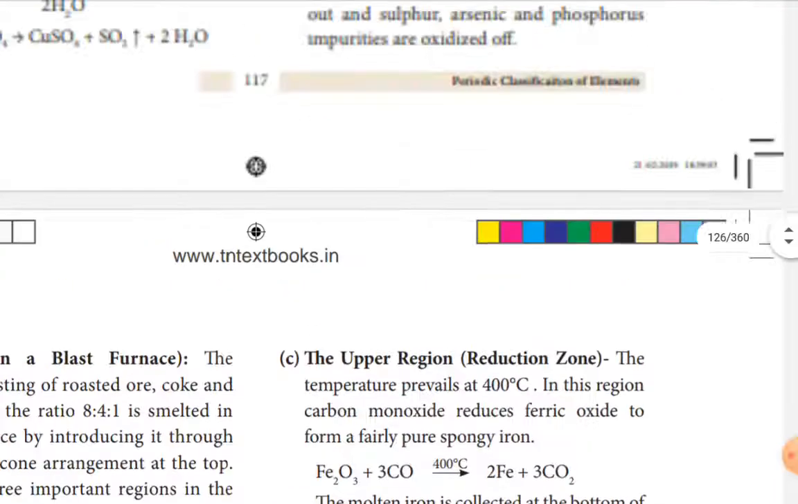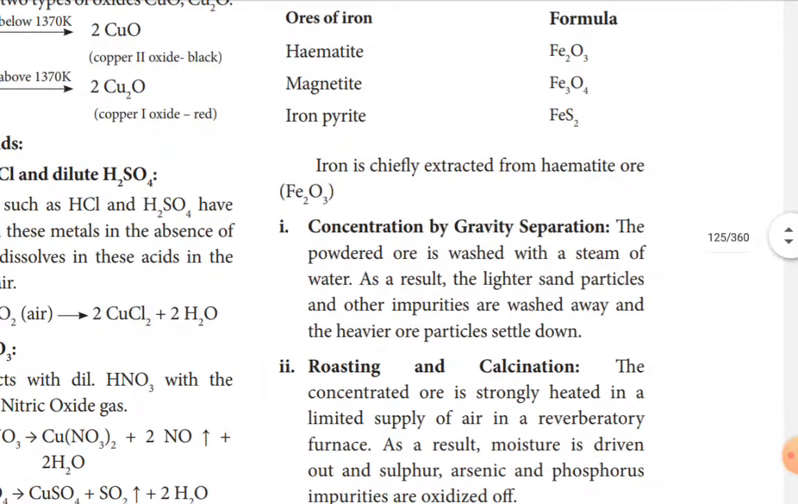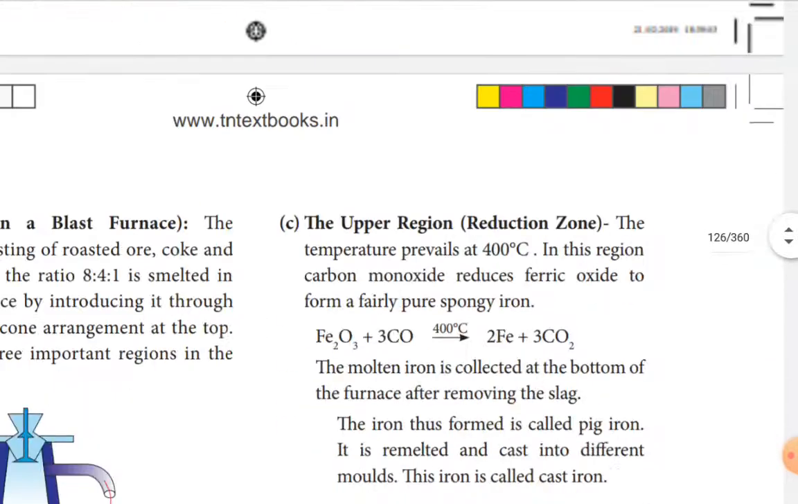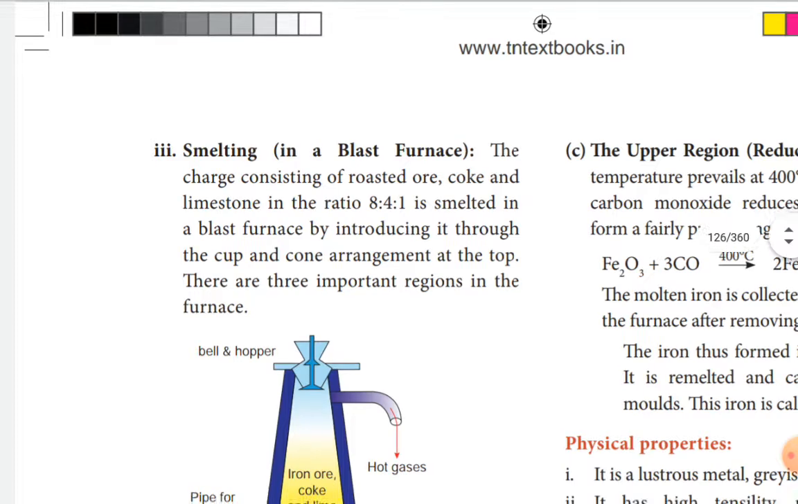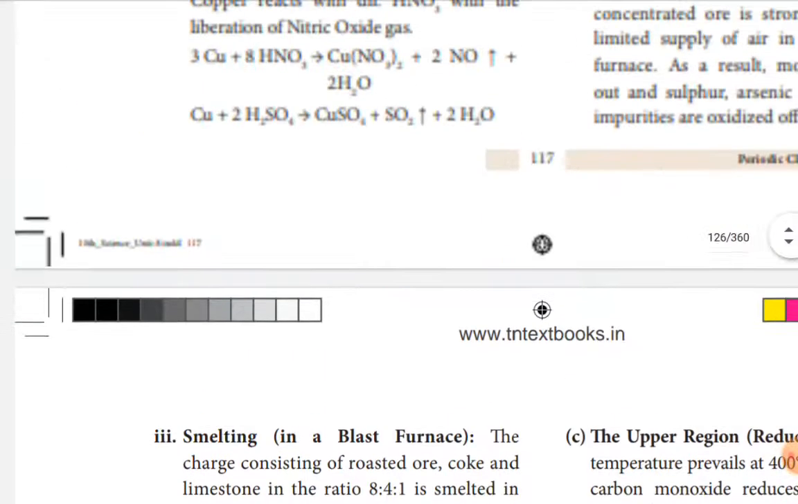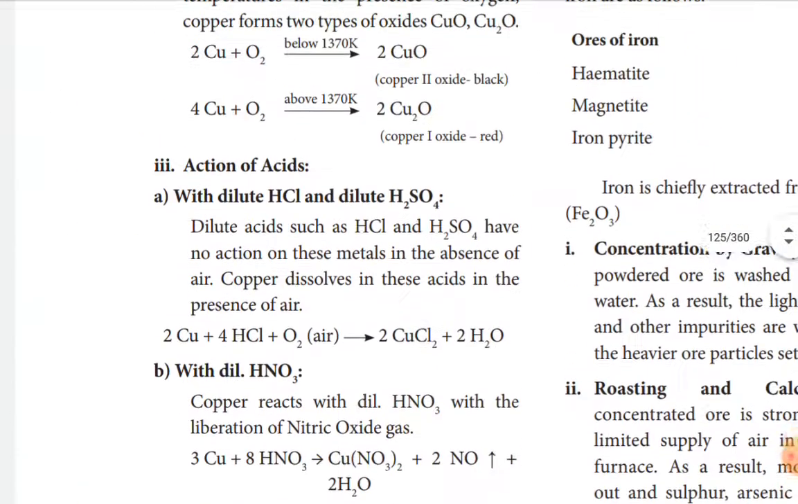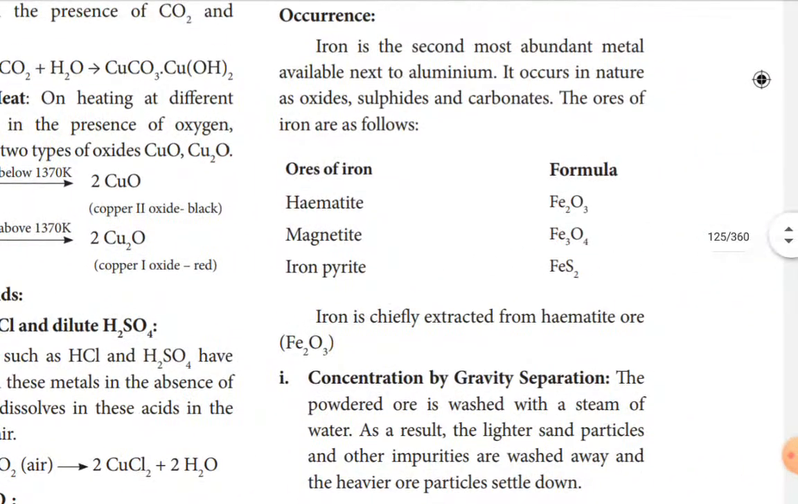So my dear students, you have to know what are the steps involved in this extraction. In the extraction we use that, see, first one, iron is the second most abundant metal. It is obtained in the form of oxide, sulfide and carbonate.